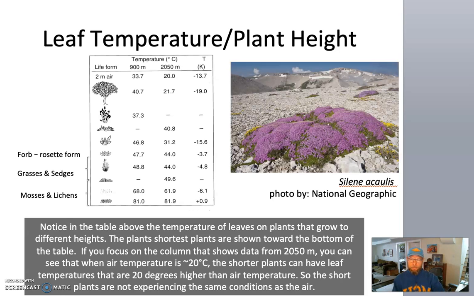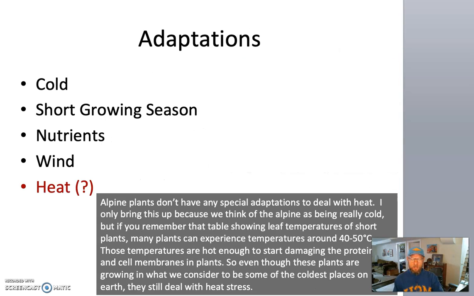So alpine plants don't have any special adaptations to deal with heat. Generally, they probably try to cool their leaves through transpiration and keeping their stomates open as much as possible. And that's really all a plant can do. But I just wanted to bring it up because it's not necessarily something we think about. We don't think about heat stress in alpine environments, but indeed it does occur for plants.